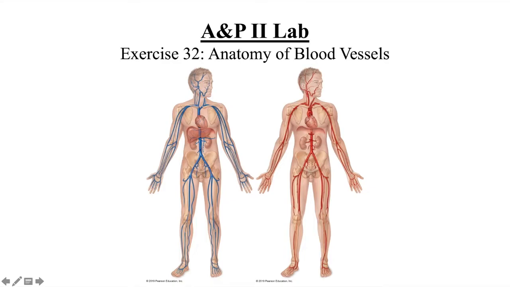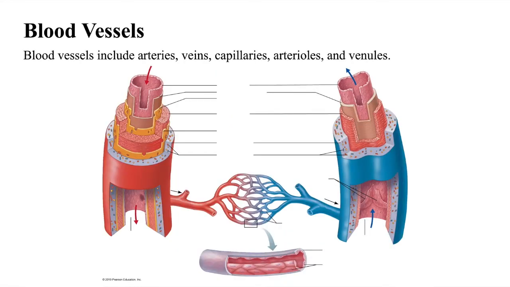This week in lab we'll be covering exercise 32, anatomy of blood vessels. Throughout this exercise, we'll examine the microscopic structure of blood vessels and identify the major arteries and veins of the systemic circuit. Blood vessels are the channels that carry blood throughout the body. Blood vessels include arteries, veins, capillaries, arterioles, and venules.